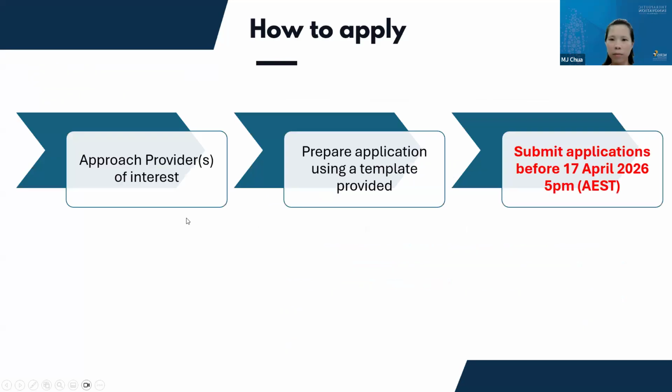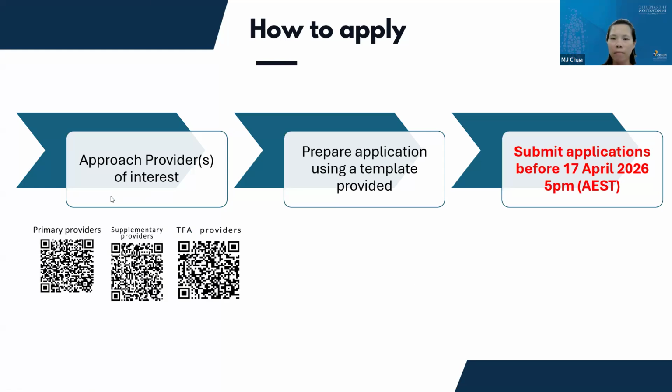And this is my last slide, and I'll walk you through the application process. It is very, very simple and very straightforward. The first step is to approach provider of interest, or providers of interest if you are planning to access multiple providers on the same application. If you're not sure who these providers are, you can check out our website or scan the QR code next to it. You can see here there's QR codes for primary, supplementary, and TFA providers. You can also find the facility contacts on these websites.